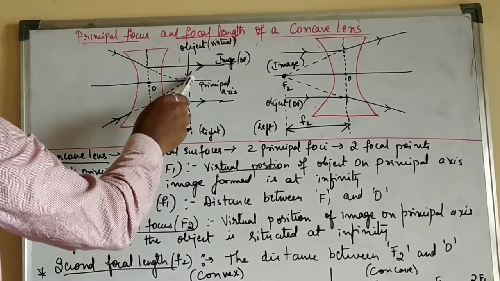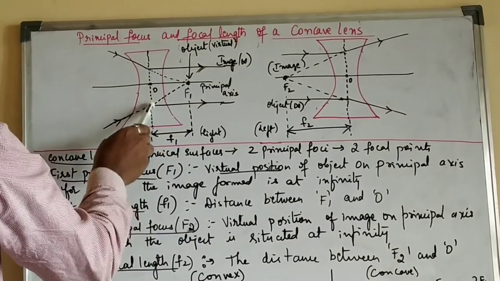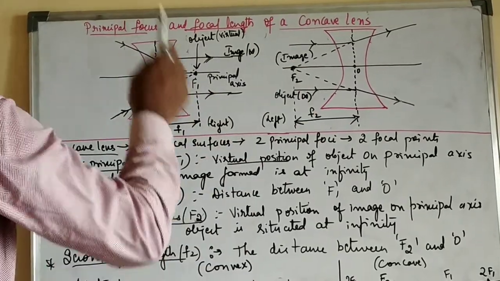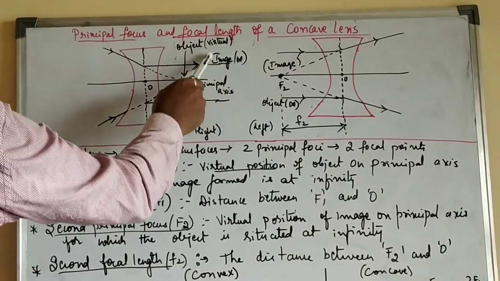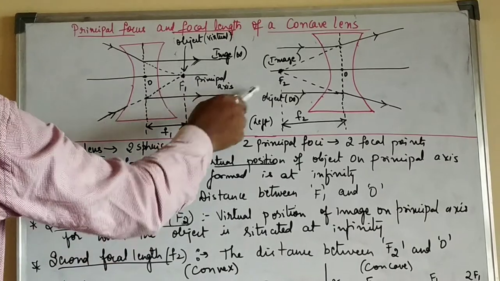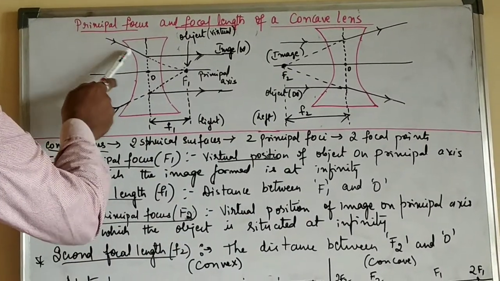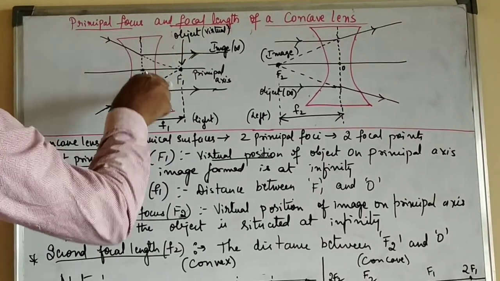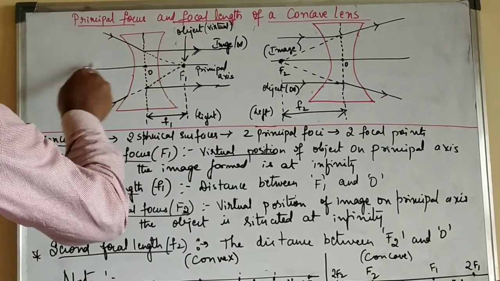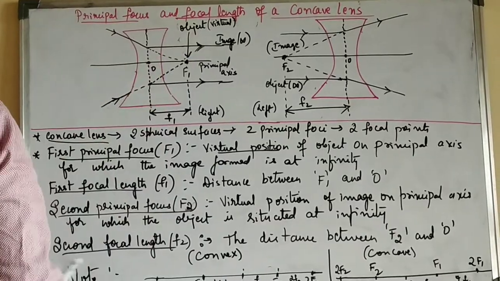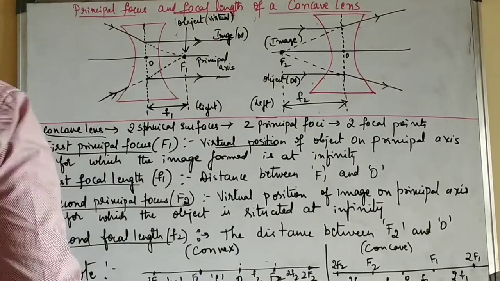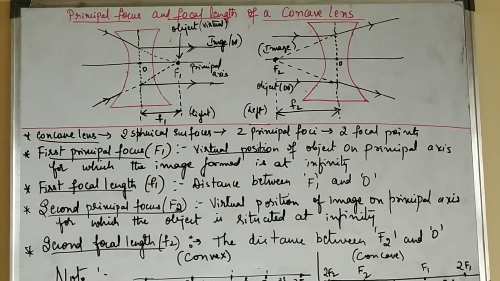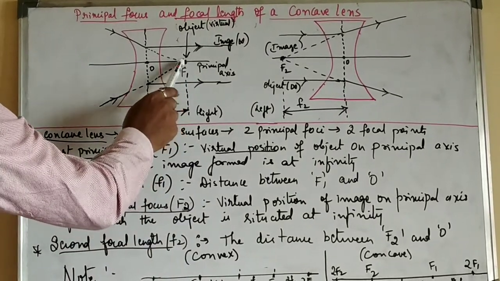For this virtual point, the refracted rays are going parallel at this interface, which means the image is formed at infinity. So, if you converge these two incident rays virtually, you get the first principal focus F1. At this point, the object is situated. So, F1 is the virtual point on the principal axis at which the object is situated. For this object, the image is formed at infinity, because the refracted rays are moving parallel to each other and to the principal axis. This F1 is called the first principal focus.